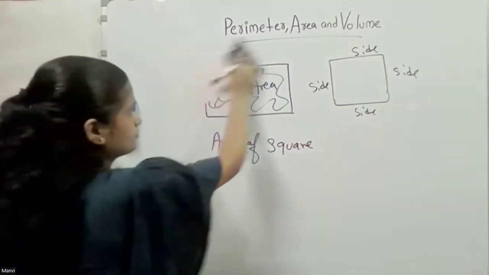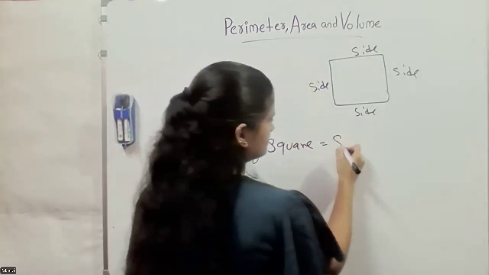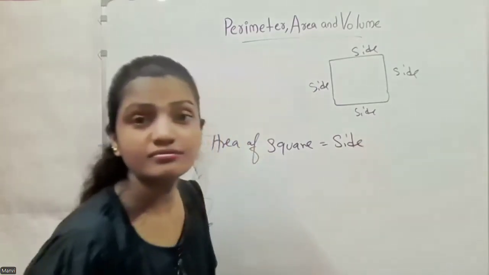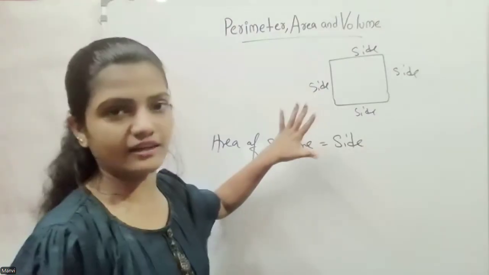Can you copy this down? Can I quickly copy this down? First, let me explain, then after.